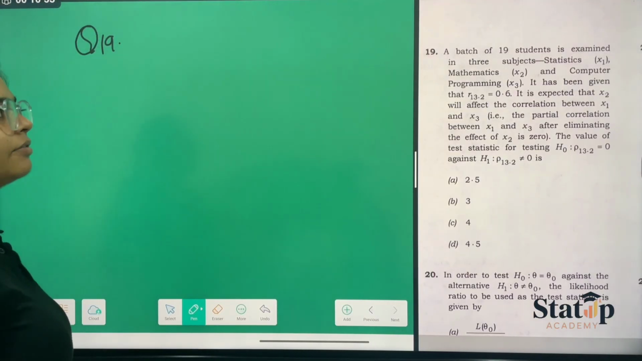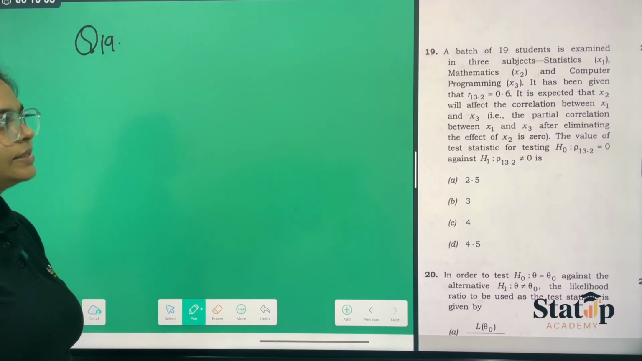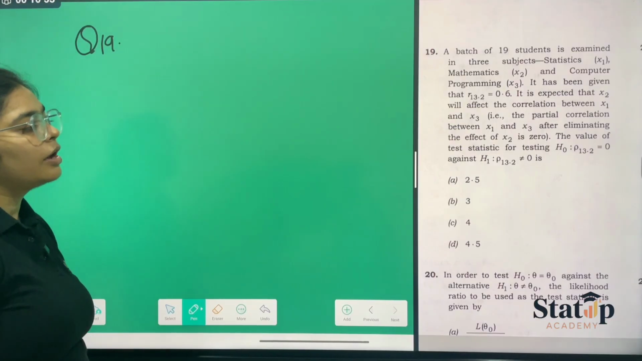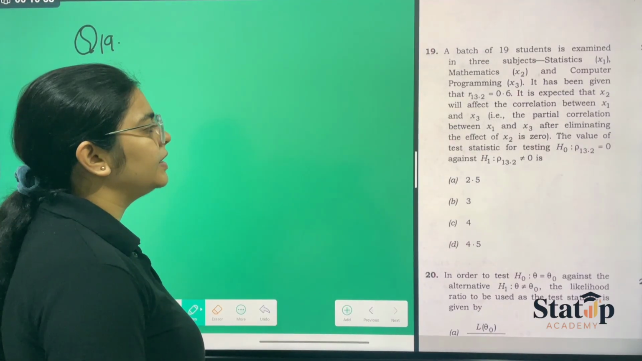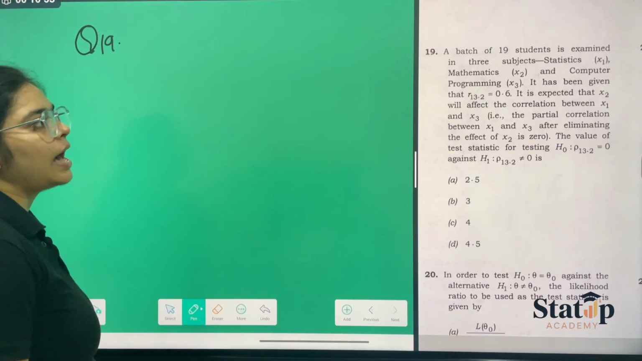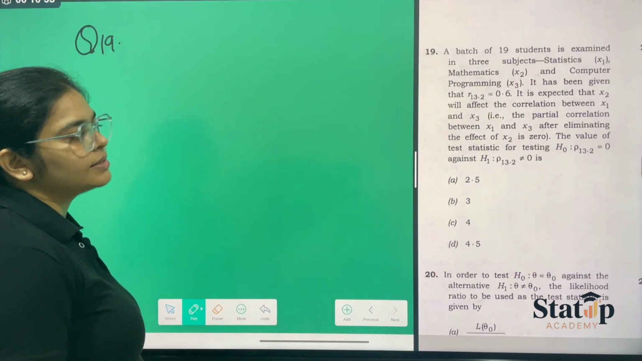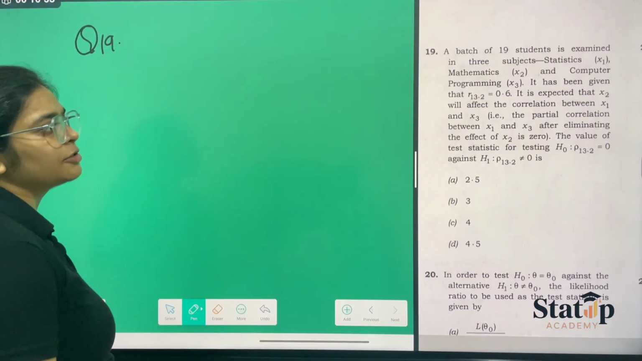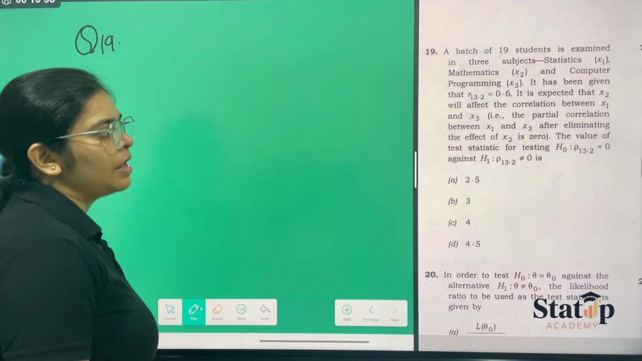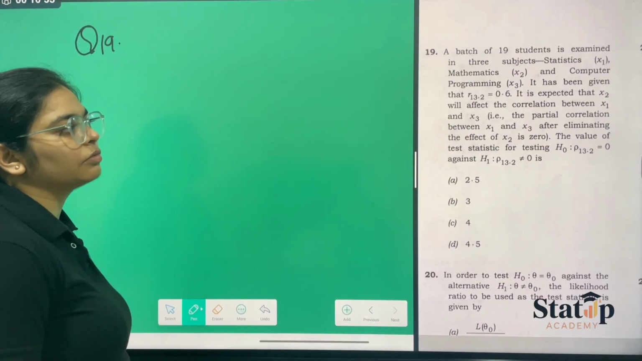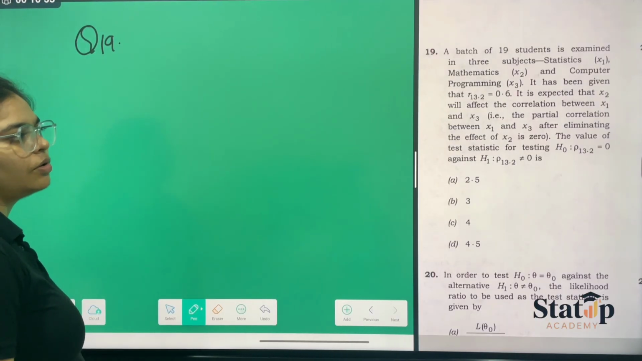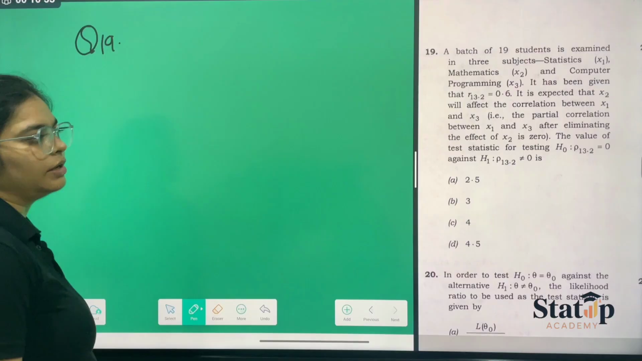Question number 19 says that a batch of 19 students is examined in three subjects: statistics, which is X1, mathematics X2, and computer programming X3. It has been given that the partial correlation coefficient of statistics and computer programming on mathematics is 0.6, and it is expected that X2 will affect the correlation between X1 and X3. We need the value of the test statistic for testing H0: rho 13.2 equals 0 against H1: it is not equal to 0.